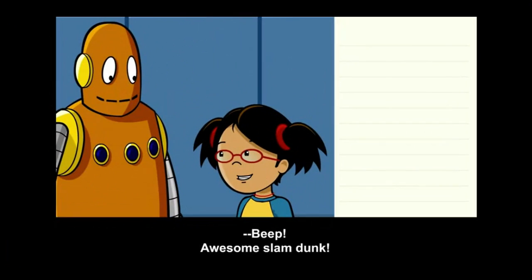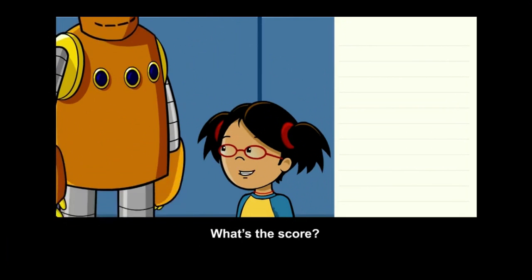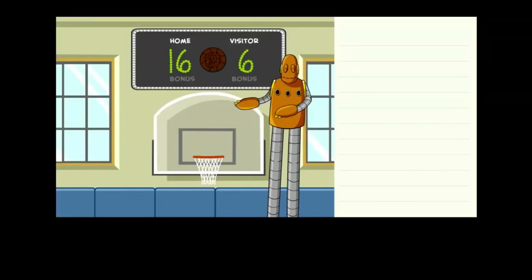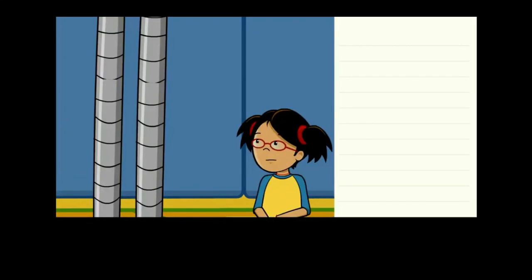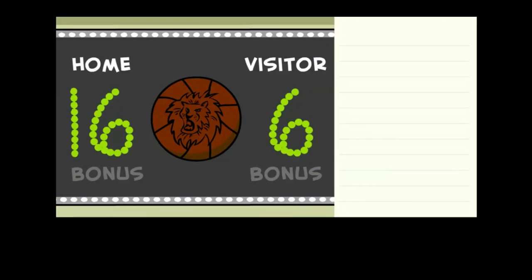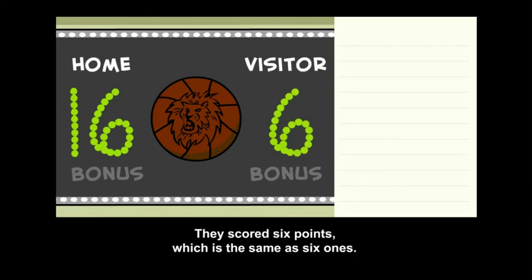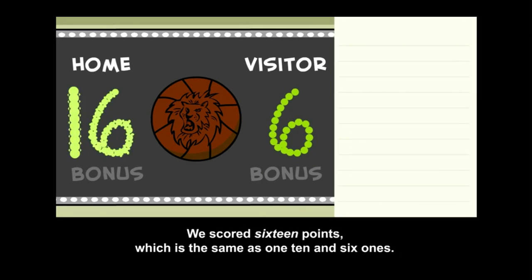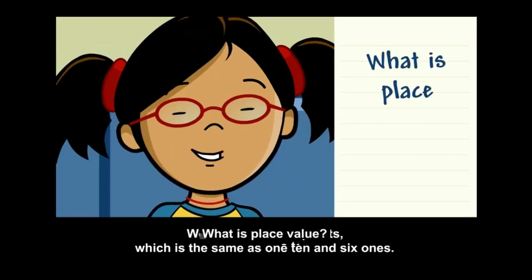Awesome, slam dunk. What's the score? No, maybe the game is not tied. They scored 6 points, which is the same as 6 ones. We scored 16 points, which is the same as 1 ten and 6 ones. What is place value?